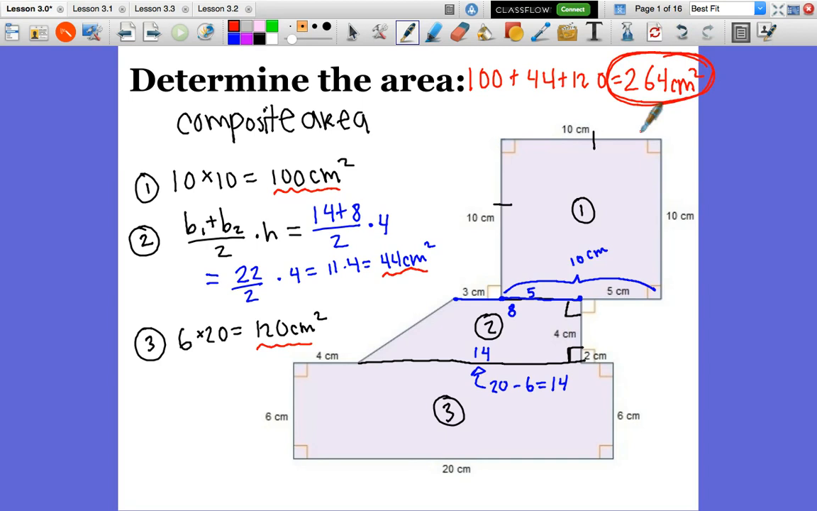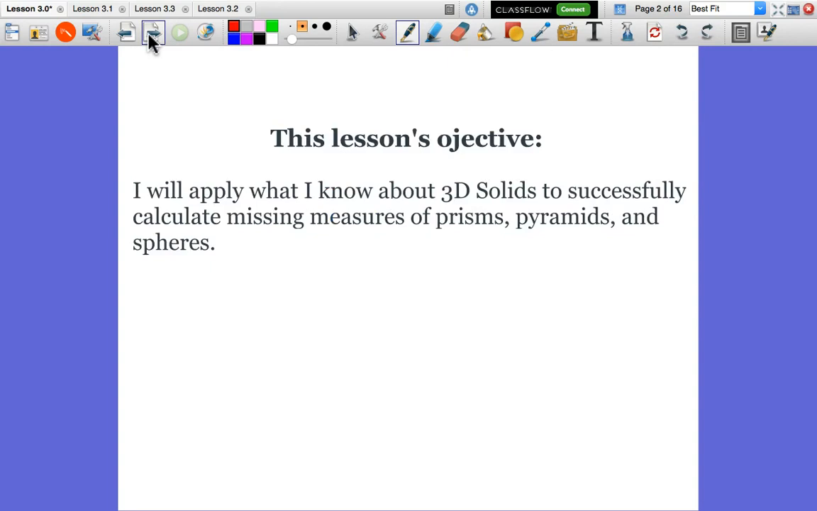Right, so to refresh some of our memories on area. What we're going to be doing in this lesson is, as I said, a review, but we're going to apply what we already know about 3D solids to successfully calculate missing measures, right? So not necessarily just the volume. It could be find the radius. It could be find the height, right?